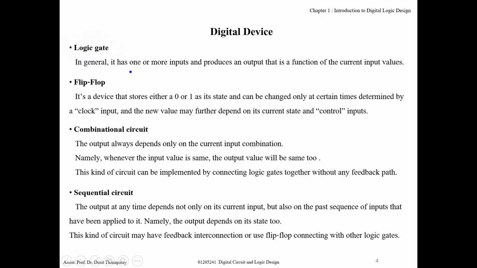Logic gates, and after the midterm you will learn the flip-flop. Before the midterm you will study combinational circuits. After the midterm examination, we will study sequential circuits. What is the difference between combinational circuits and sequential circuits?